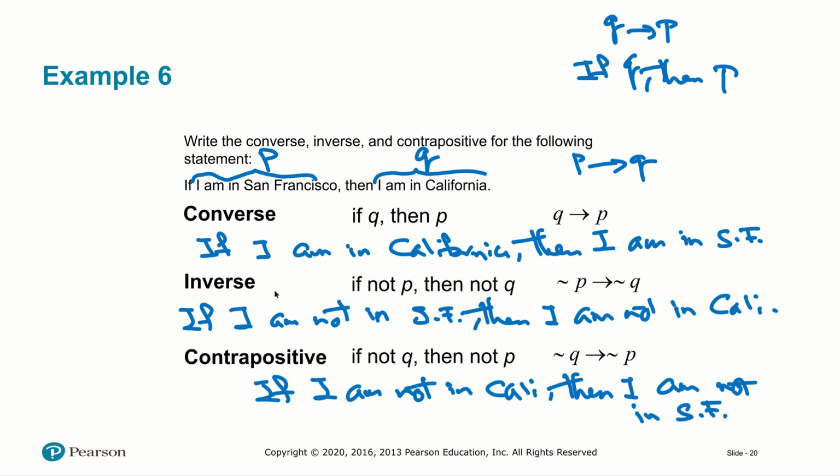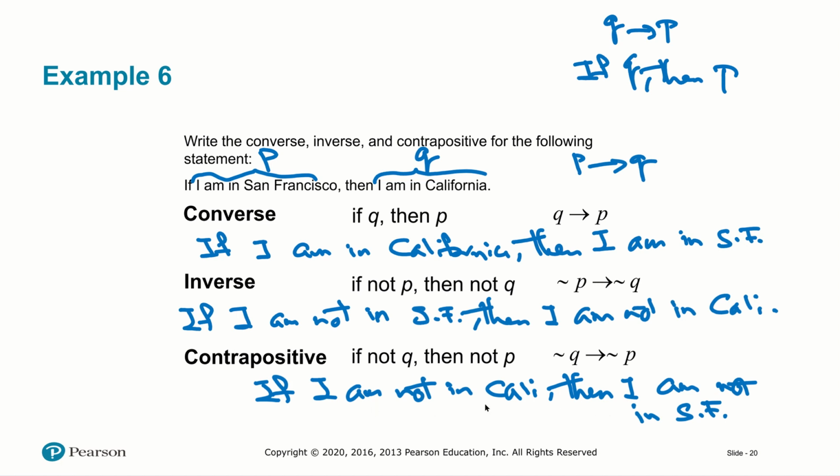How about the inverse? If I'm not in San Francisco, then I'm not in California, right? Well, think about it. Is that true or not? Again, that's not true, right? Because you may not be in San Francisco, but still be in what? Be in California.